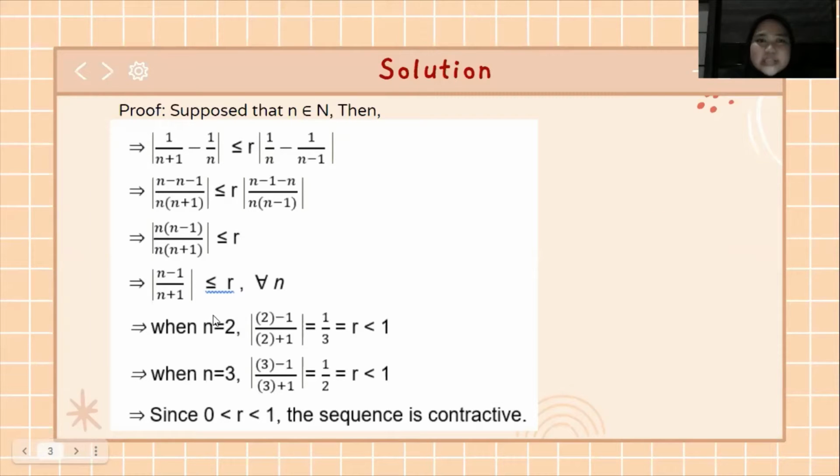So let's substitute n equal to 2, then we will get 1 over 3, which is less than 1. Then we substitute n equal to 3, we will get 1 over 2, which is also less than 1. So since R is more than 0 and less than 1, this sequence is contractive.